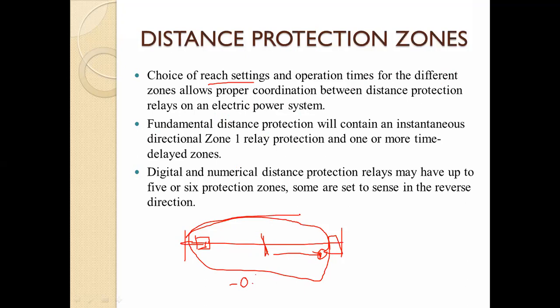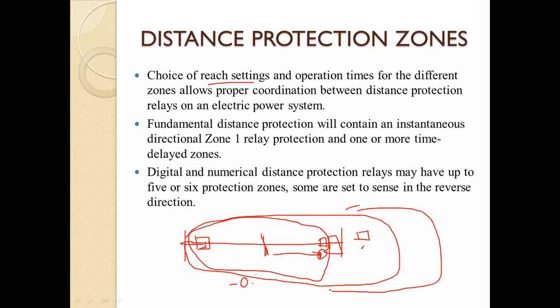When we consider the second zone, which is set at more reach, more reach also means its time is increased. So after the zone 1 relay, the second one will operate. When it fails, the relay in the third zone will operate. Likewise, there is proper coordination.